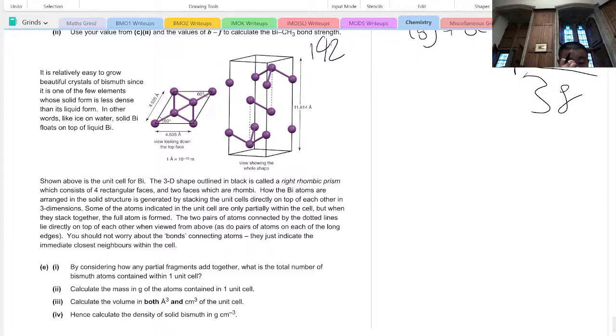The 3D shape outlined in black is a right rhombic prism. How many? Okay, keep doing it. It's fine. Okay, so as you can see, only a quarter of this unit cell is in the thing. So I'm gonna put a quarter on these.